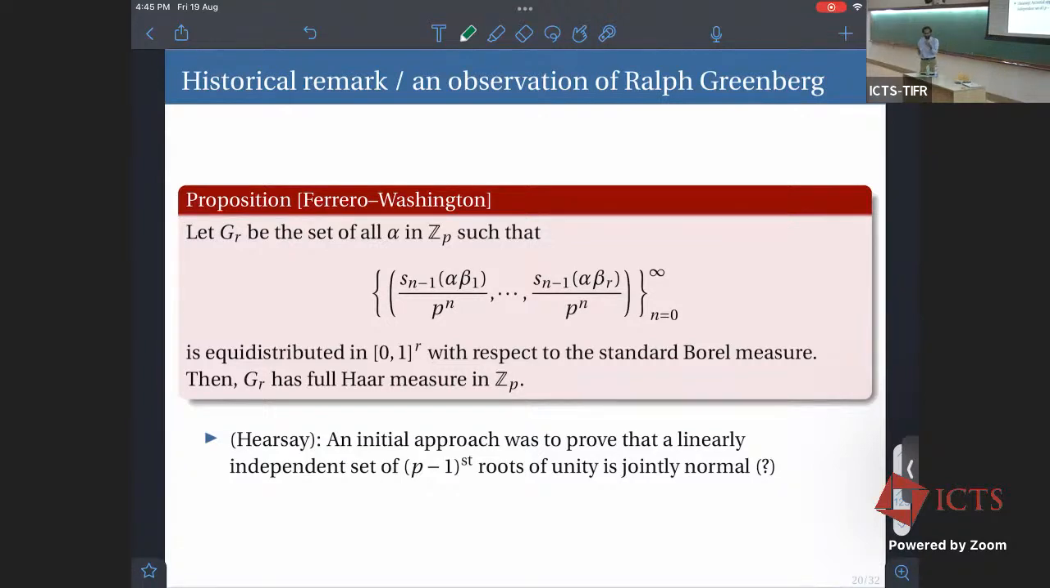I think this is actually thanks to Rajan, who pointed this out. One of the first approaches was that they were just trying to show that if you have a linearly independent set of (p-1)st roots of unity, beta_1 up to beta_r, then that's jointly normal. And that turned out to be really difficult. So Ralph Greenberg's suggestion was that maybe you can introduce this parameter alpha, and maybe that's enough to get the job done.